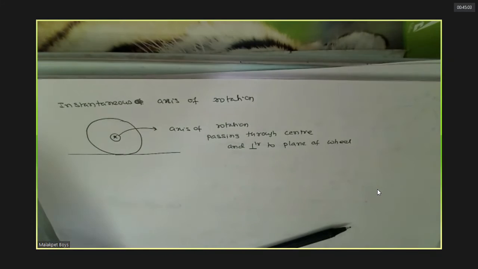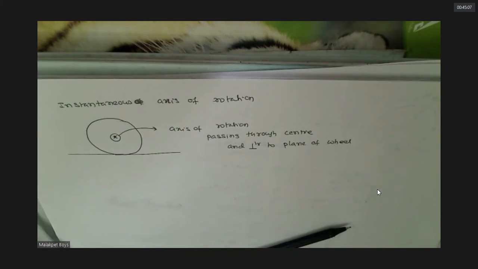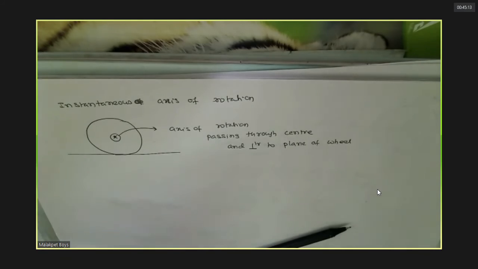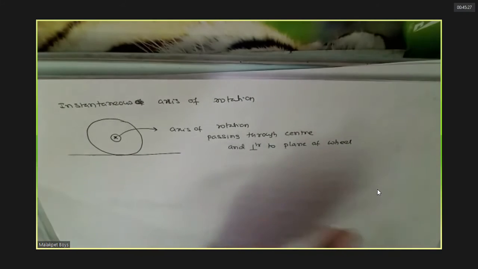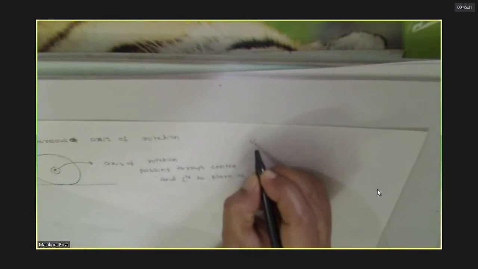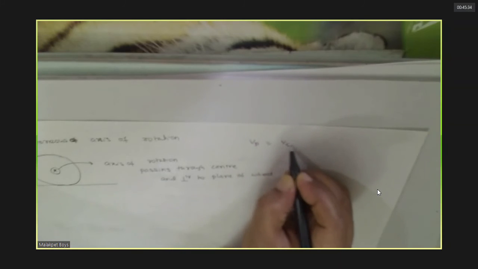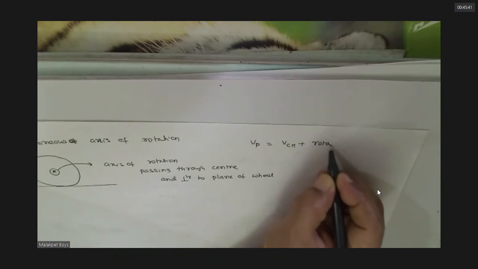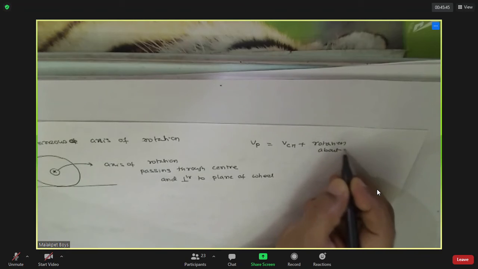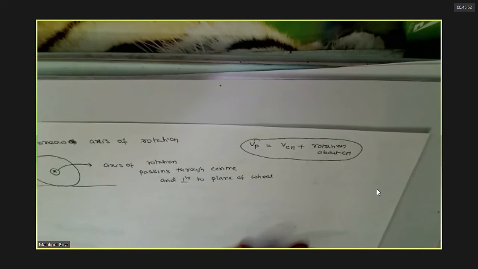One second. See, actually, here what you are doing in all these problems is you are taking two things: translational motion plus rotation. For the velocity of any point P, you are taking the velocity of center of mass plus the velocity of rotation about the center of mass. This is what you are doing, and you are finding the vector sum. Is it correct or not? Correct, sir.